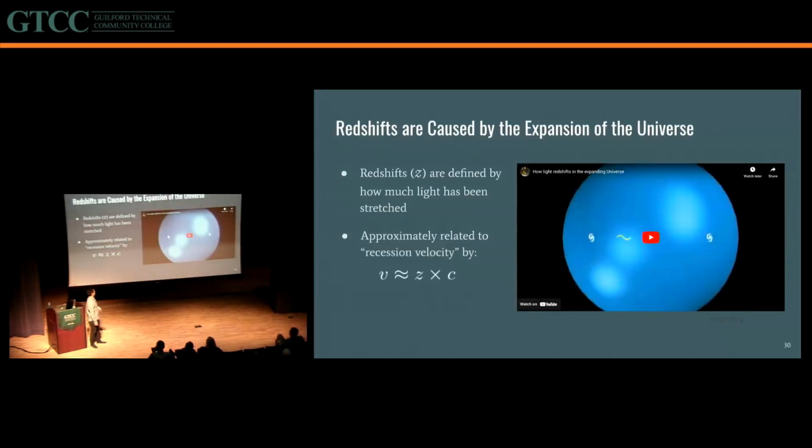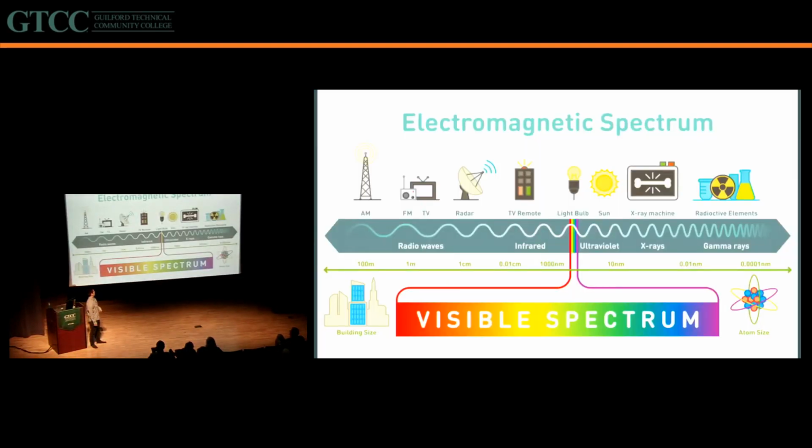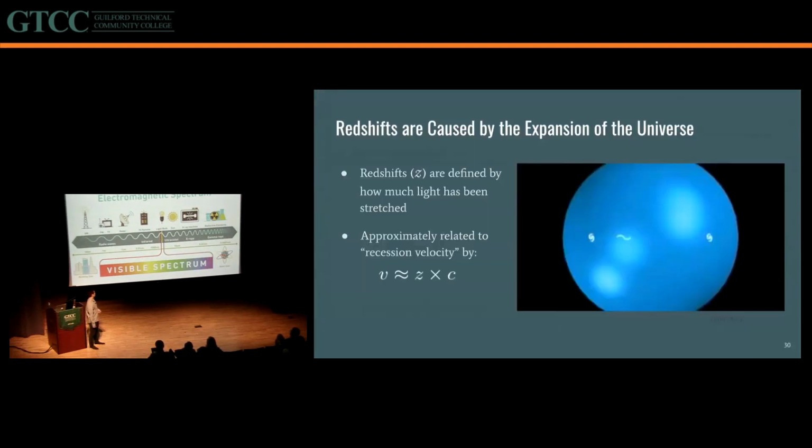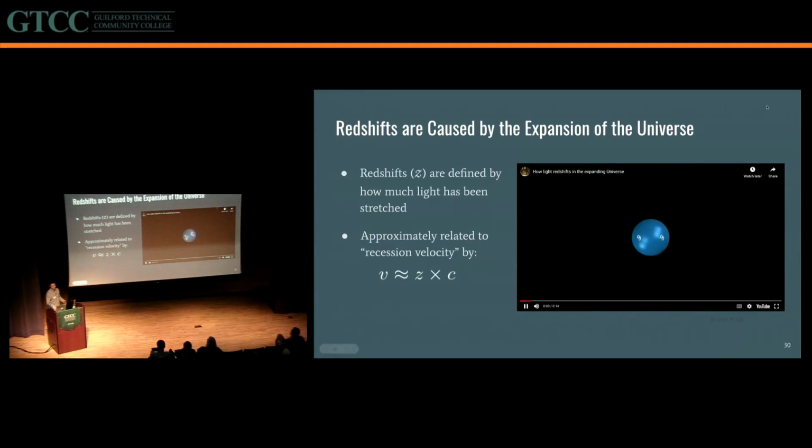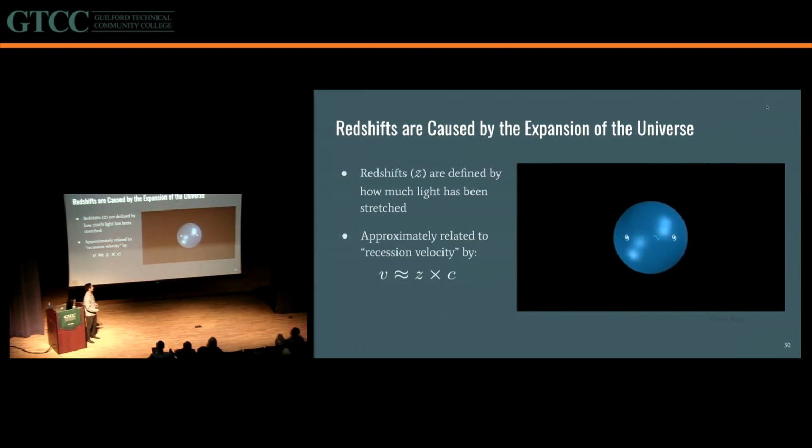And what I'll tell you is that as light is traveling across the universe, it gets redshifted. It gets redshifted to longer and longer wavelengths. To see this in an image, or a little movie here, as the universe expands, the light itself gets stretched.